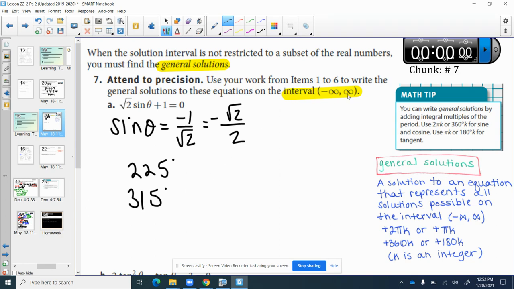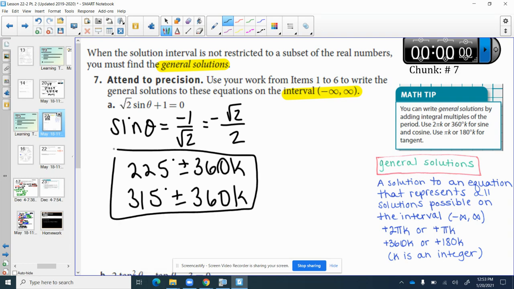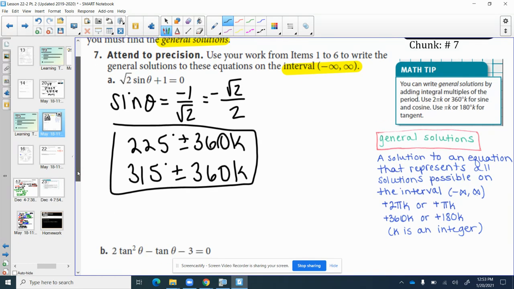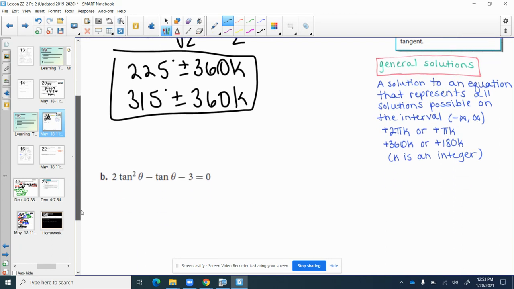But because we want the interval from negative infinity to infinity, or the general solutions, we want to make sure we include adding or subtracting 360k since this is degrees. And again, you could just write plus. I like to do plus or minus to show that. So this would be our answers for that interval from negative infinity to positive infinity. So still just kind of looking at the values from 0 to 2 pi and then generalizing.